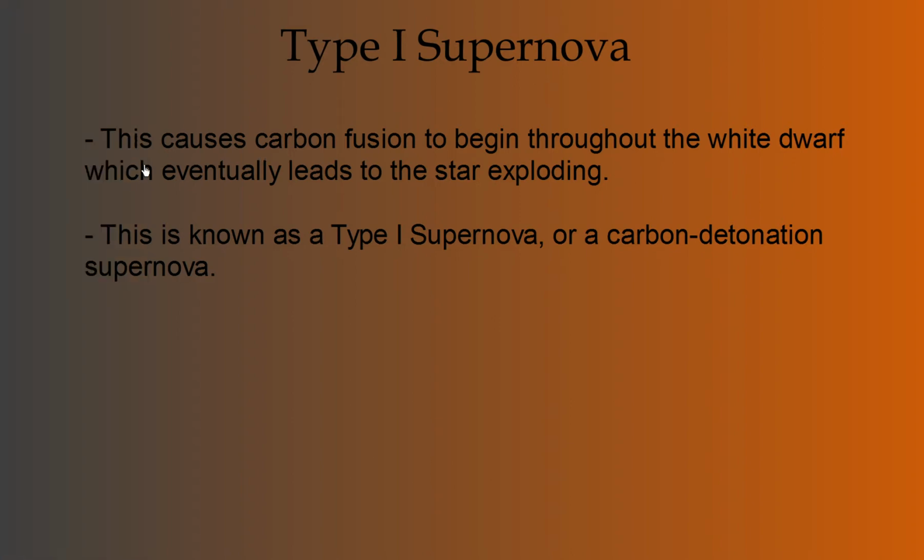So yeah, Type 1 supernova. This causes carbon fusion to begin throughout the white dwarf, which eventually leads to the star exploding. That's called the carbon detonation supernova.